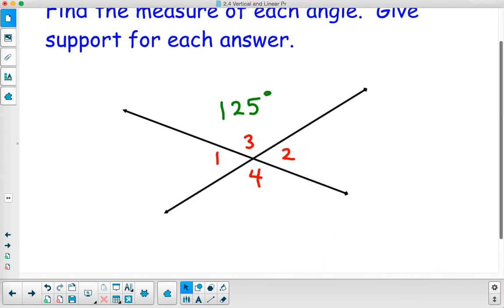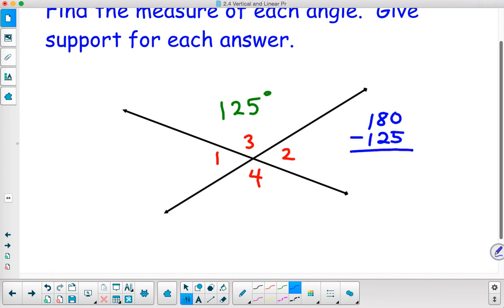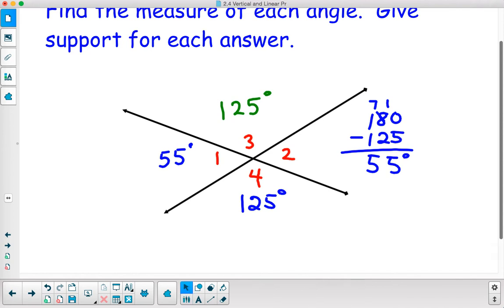And the degrees for each one, I'll do this one differently than last time. Let's start with a linear pair. So I'm going to get angle 2. Knowing that 2 and 3 together would make a linear pair, 180 degrees total, because linear pairs are supplementary. That looks like 55 degrees. Angle 2 is 55 degrees. Now I'm going to do vertical angles to find both of the others. So angle 1 is also 55 degrees. Angle 4 is 125 degrees.